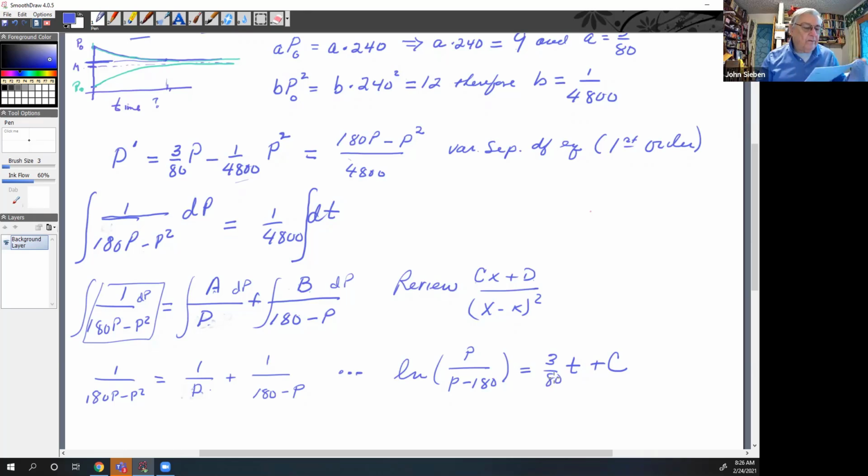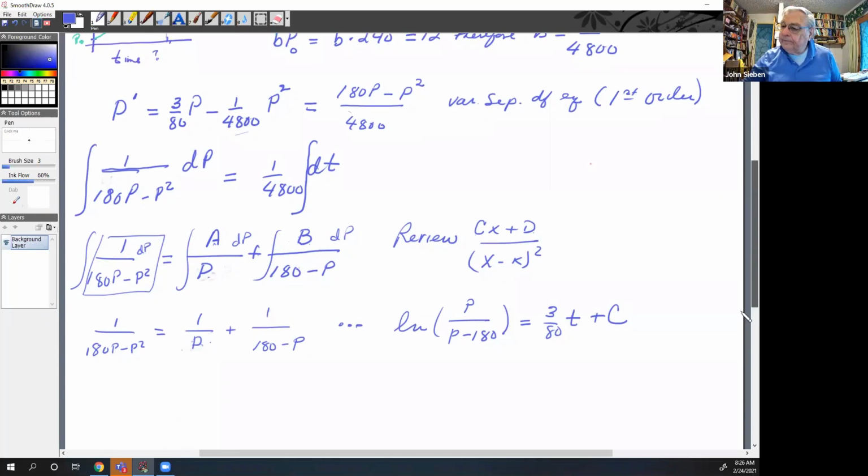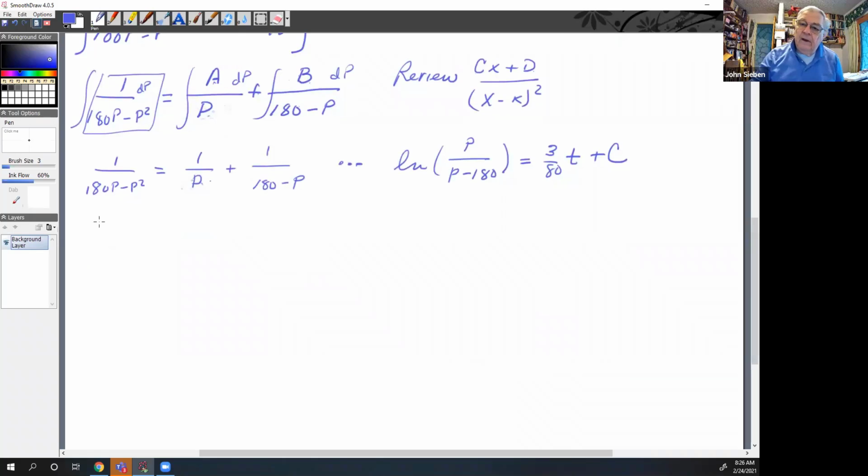And we're almost done. I'm only turning the page because I don't want to make a mistake here. And therefore, and what follows is not differential equations, it's just algebra. P is equal to 180 over 1 minus c e to the negative 3 over 80 t.